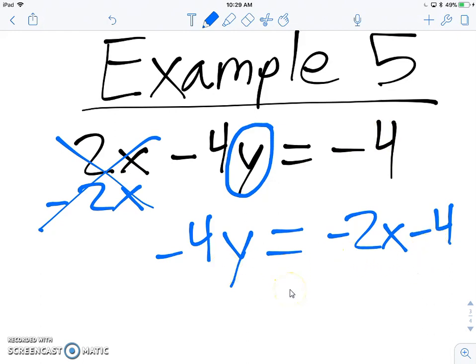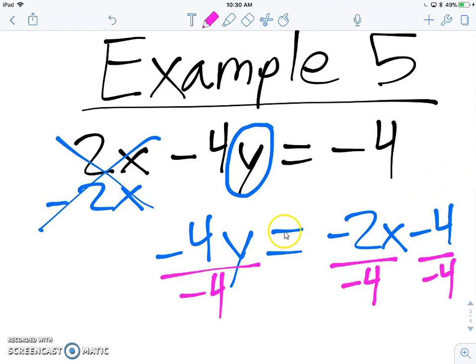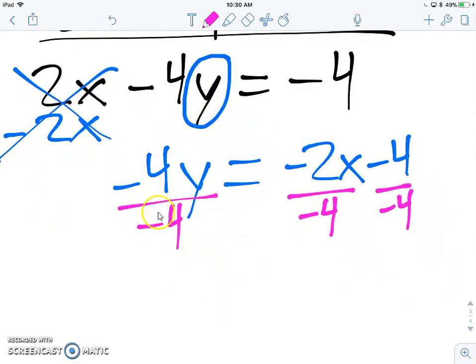Now, y is still not isolated. I need to isolate this y by itself. So in order to do that, negative 4 is multiplied times the y right here. So I need to divide by negative 4. And when you divide or multiply by a number on one side, you have to multiply or divide by every single term. So I have to divide by negative 4 here and divide by negative 4 here. So negative 4 divided by negative 4 on the left is going to be a positive 1y, which means it's y equals.